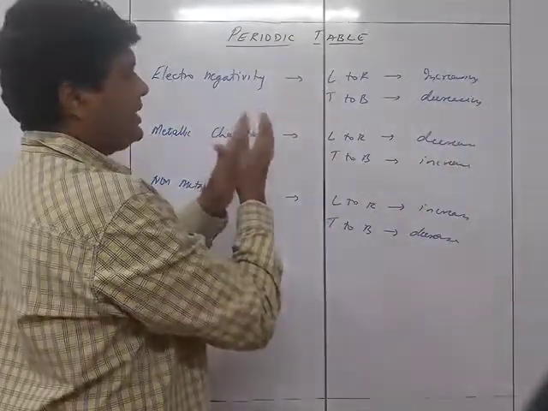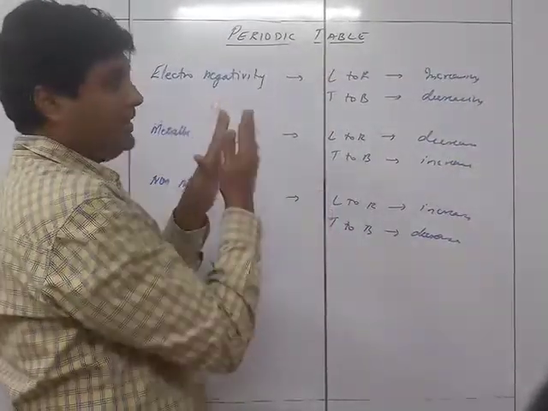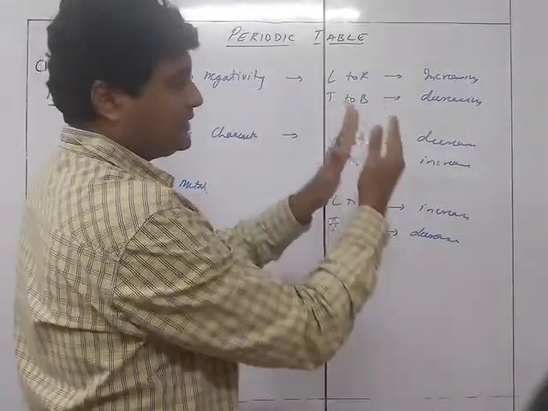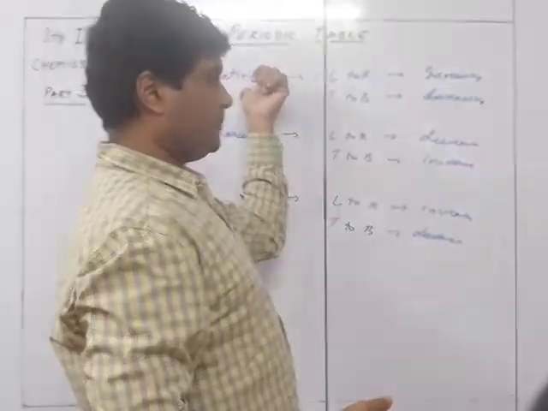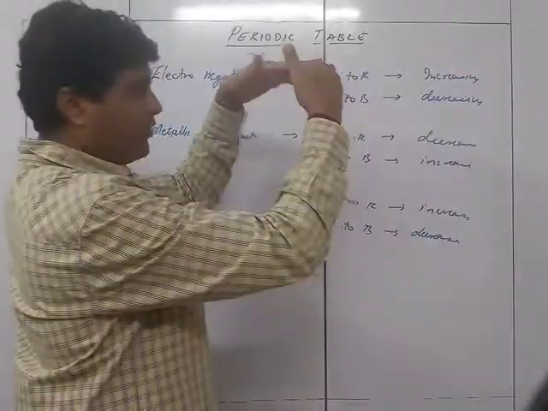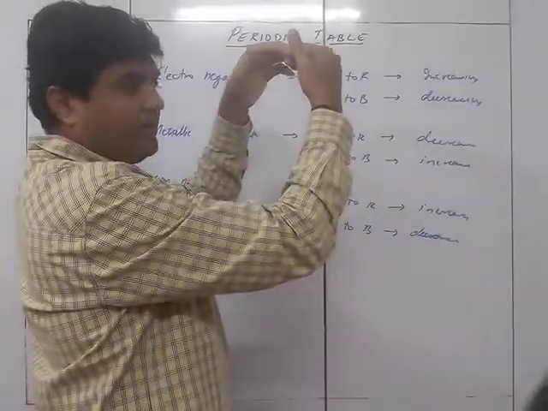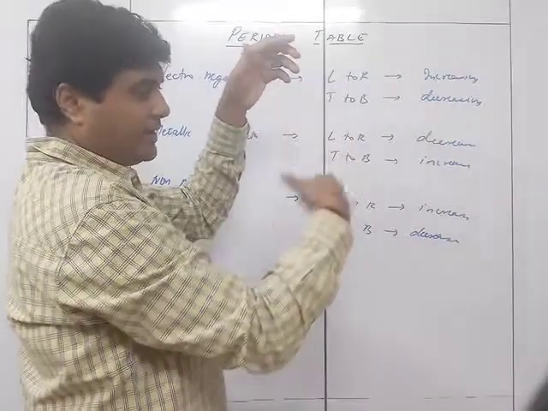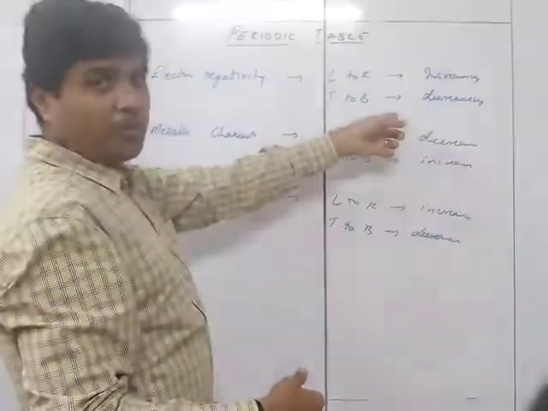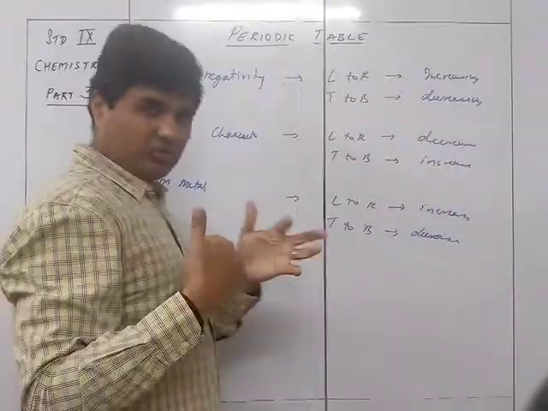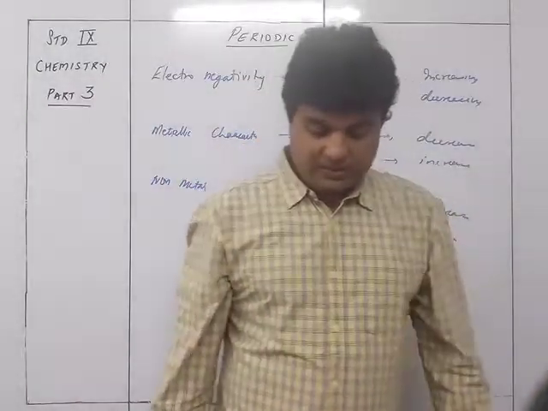Here, the increasing order of electronegativity goes from the lowest, then a little more, a little more, and so on. So chlorine will have the maximum electronegativity. The same way, if I go from top to bottom, through lithium, sodium, potassium and so on, cesium will have the least amount of electronegativity. So this is how we are going to see the trends.